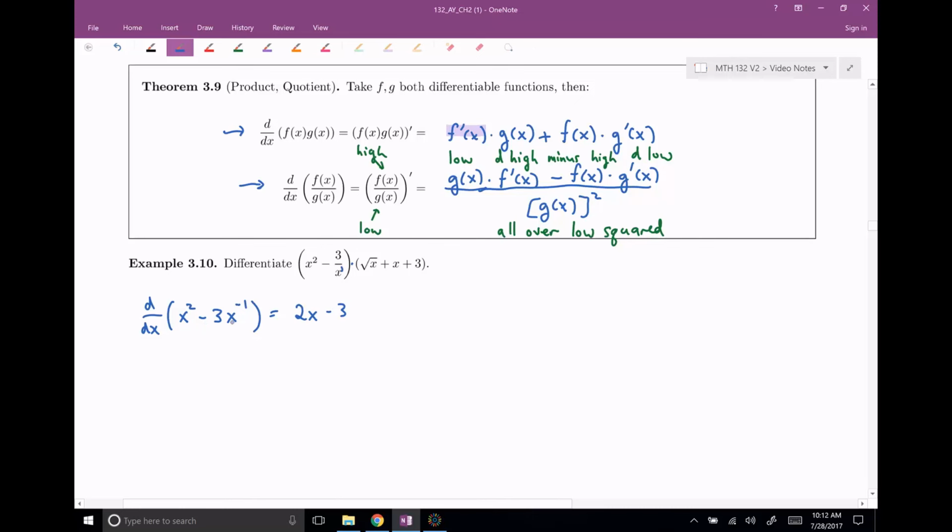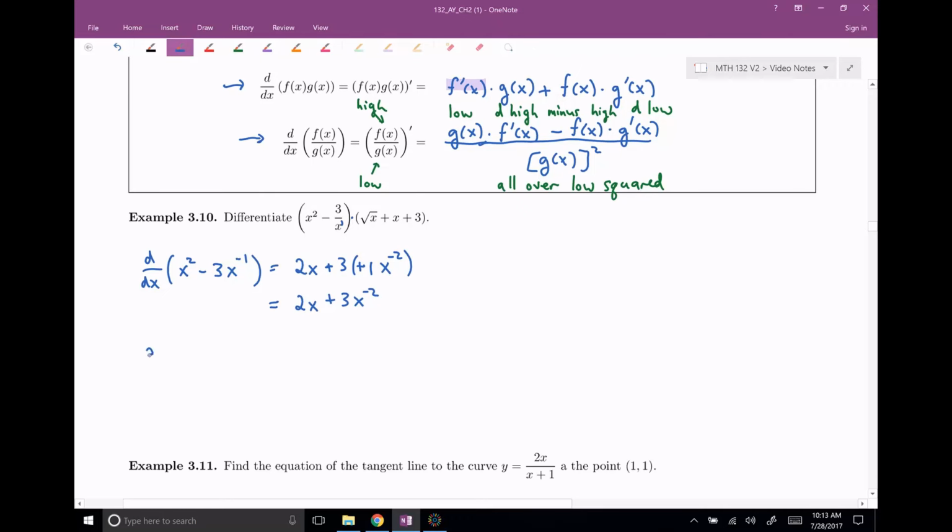And then let's see, taking the derivative of x to the negative 1. So the negative 1 is going to come down, and then I'm going to get x to the negative 2 power, right? Reduce my power by 1. And we can see maybe these two negatives cancel out. Let me go ahead and rewrite this one more time: 2x plus 3x to the negative 2 power. So that's the derivative of the first one.